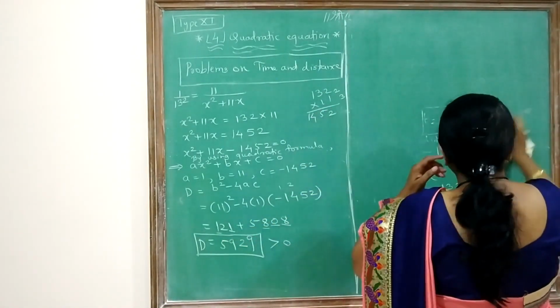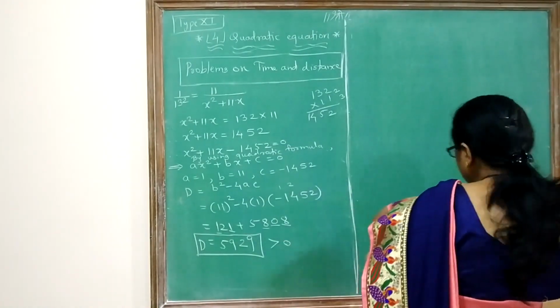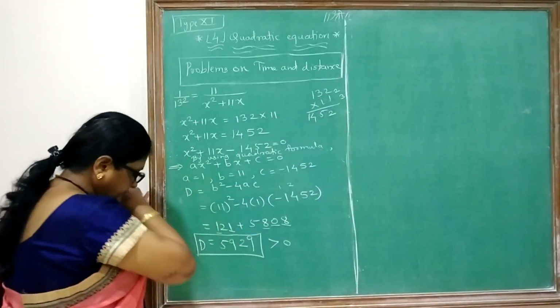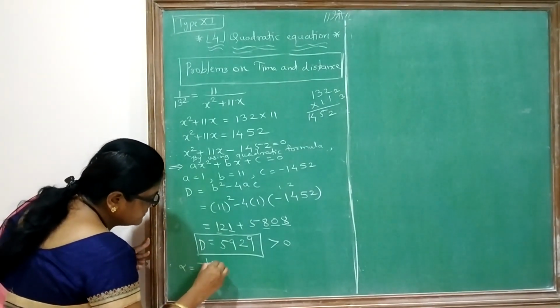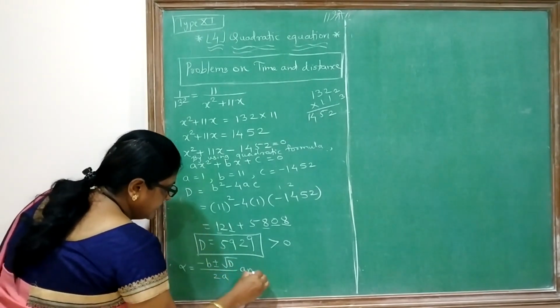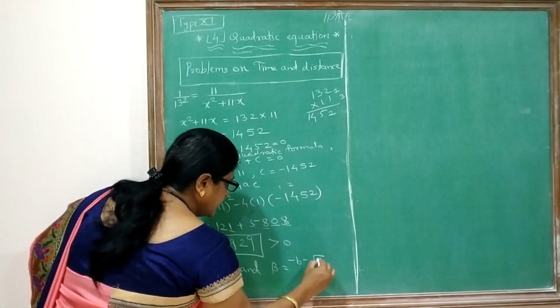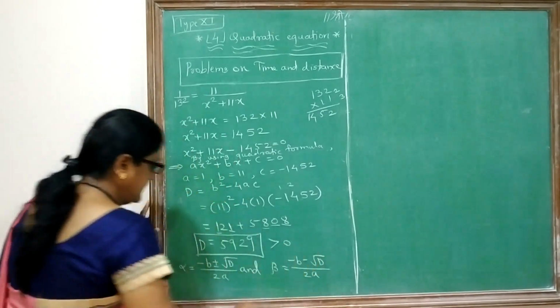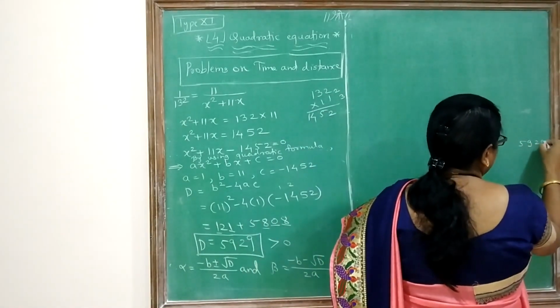Alpha and beta are the two roots. What is the formula of alpha? Alpha equal to minus b plus or minus root d upon twice a, and beta equal to minus b minus root d upon twice a. Then first we will find the square root of 5929.